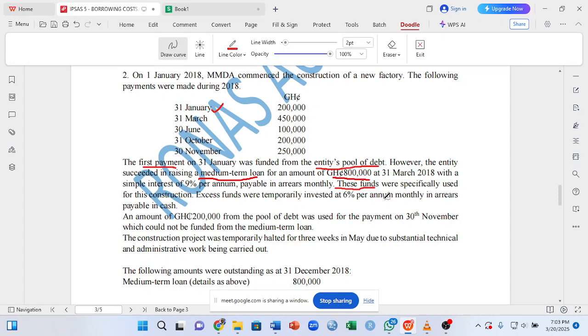So you should know that this question is both specific and general. And remember, I told you that if you have both specific and general, you should separate the computation. You calculate borrowing cost separately for specific borrowing. You calculate borrowing costs separately for general borrowing. When you are done, then you add the two together. Are you okay?